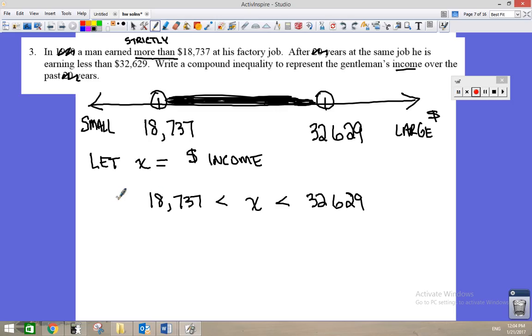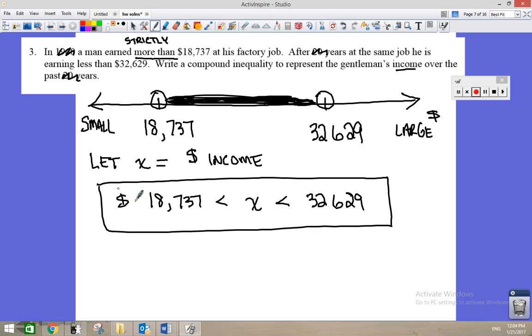So there's my compound inequality for this problem. And remember, the arrows must point in the same direction and towards the smaller value.